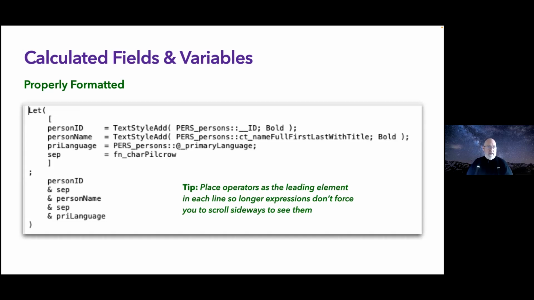And just one other tip about this: if you put your operators as the leading element on each line instead of at the end, then with formulas or statements that run off the right end of the window, where you have to scroll sideways to see, you can ensure you haven't left them off. When you save and FileMaker says syntax error, you can easily find where you left off the operator, and in many cases prevent leaving off the operator in the first place.